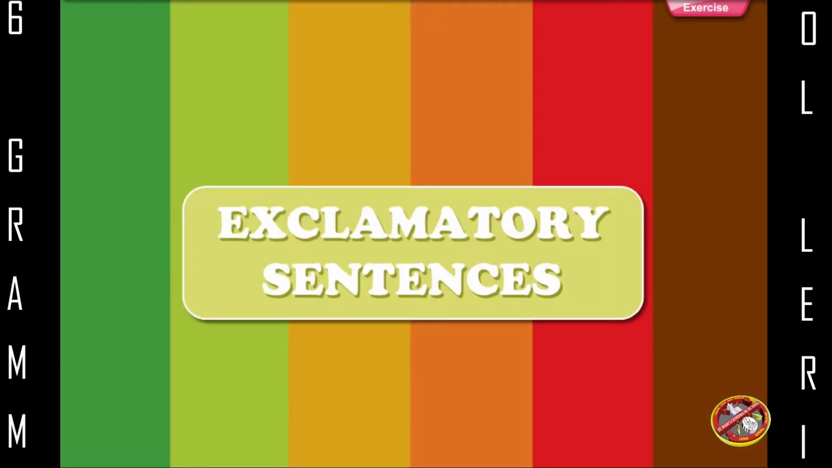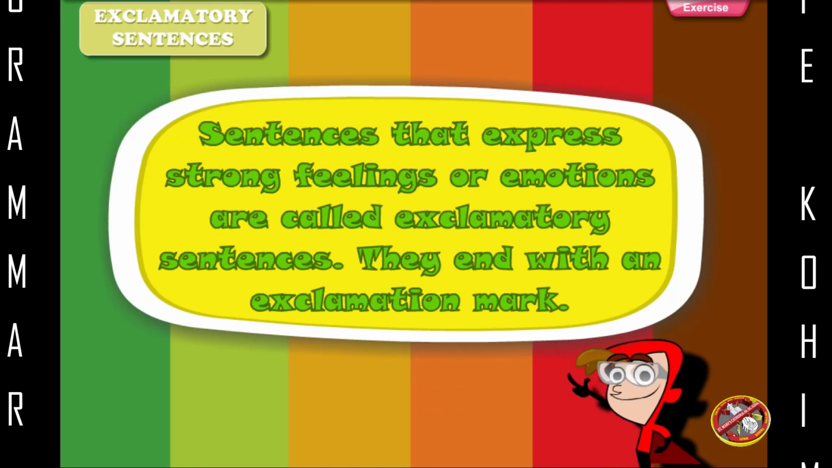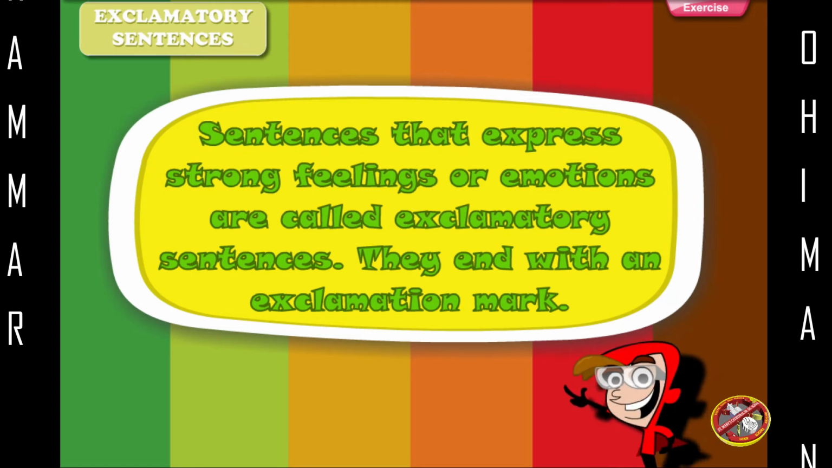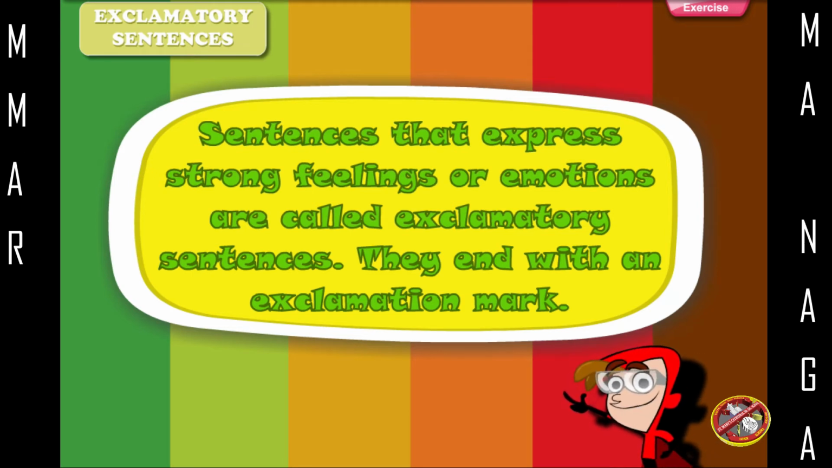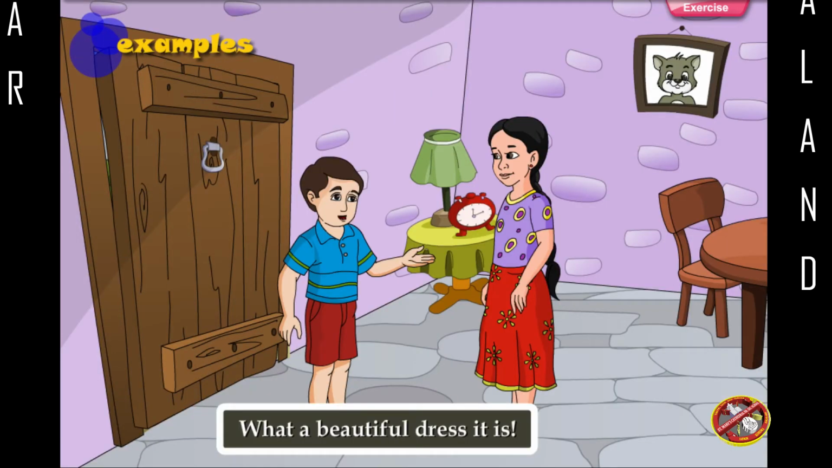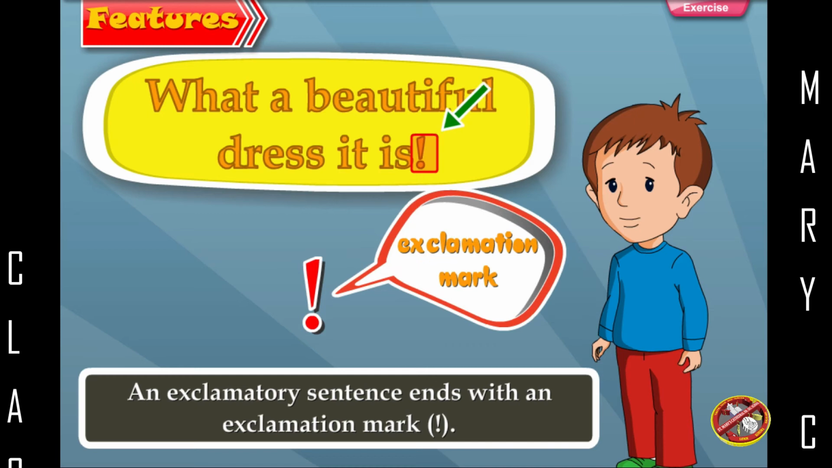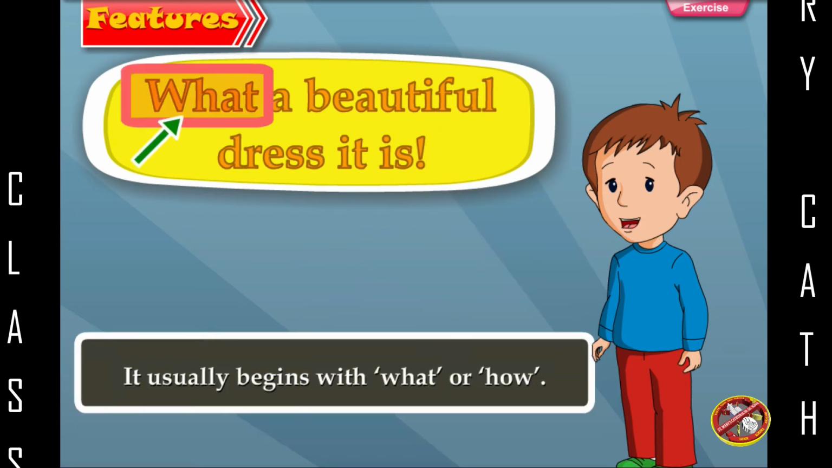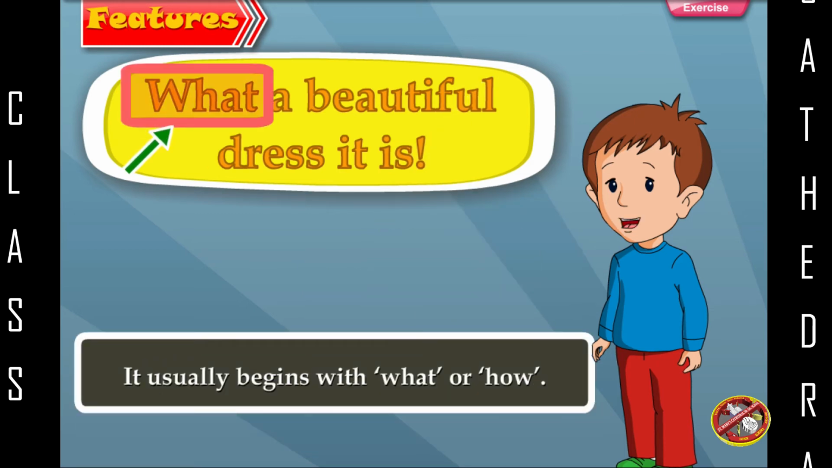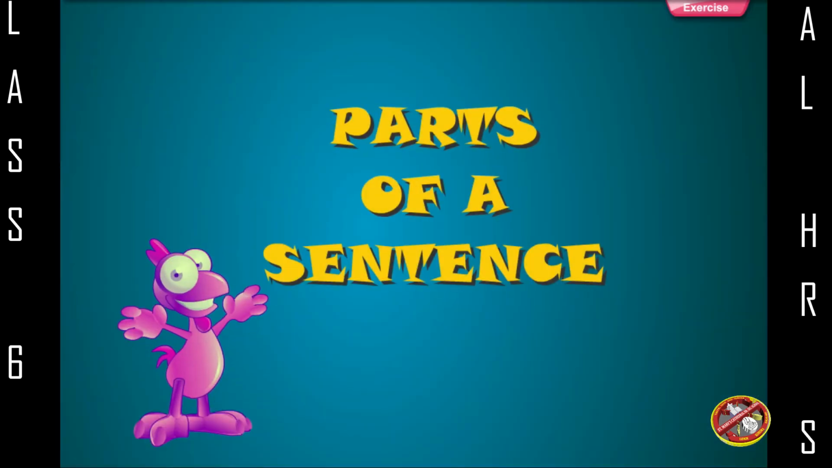Exclamatory sentences. Sentences that express strong feelings or emotions are called exclamatory sentences. They end with an exclamation mark. Examples: What a beautiful dress it is. Features. An exclamatory sentence ends with an exclamation mark. It usually begins with what or how. It expresses feelings.